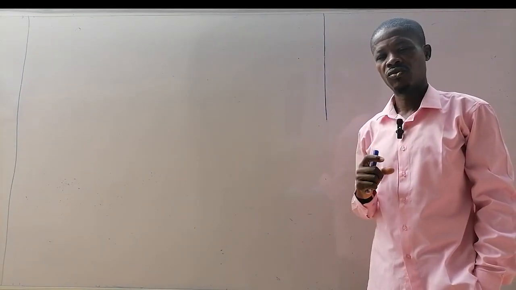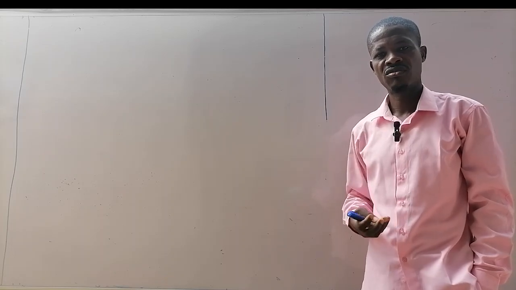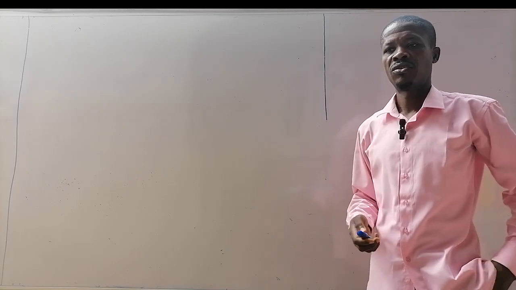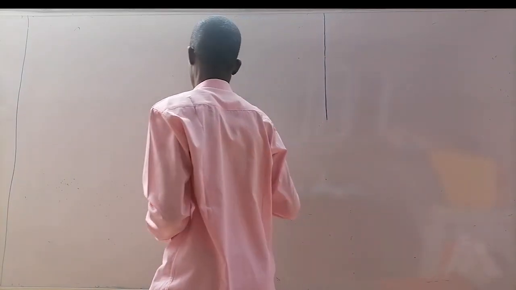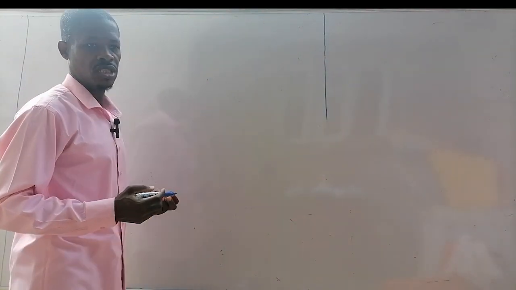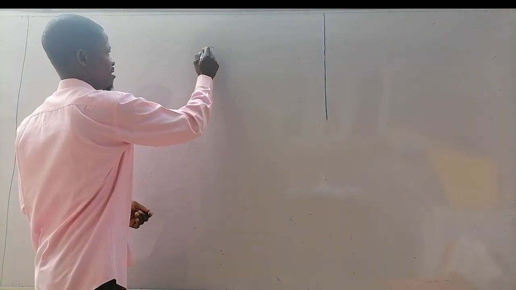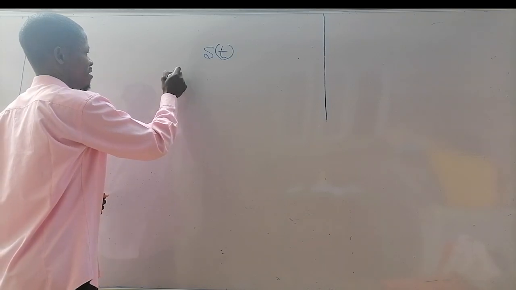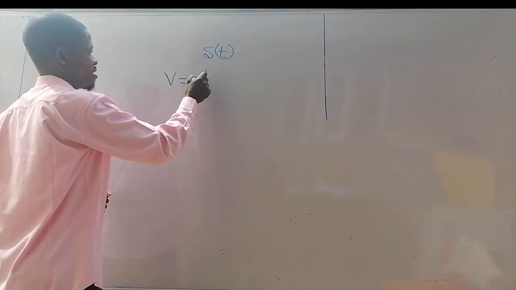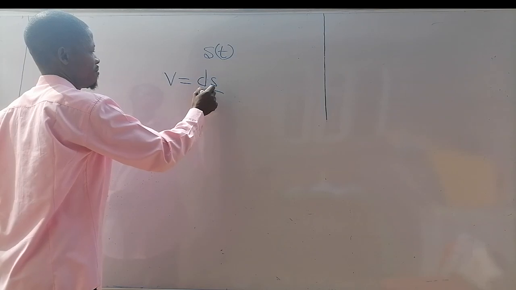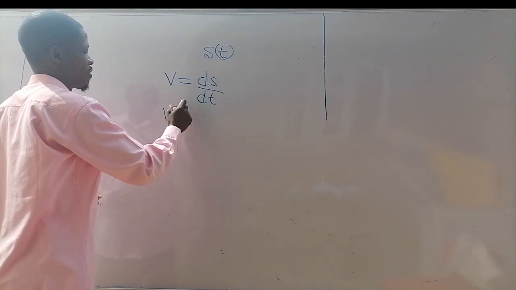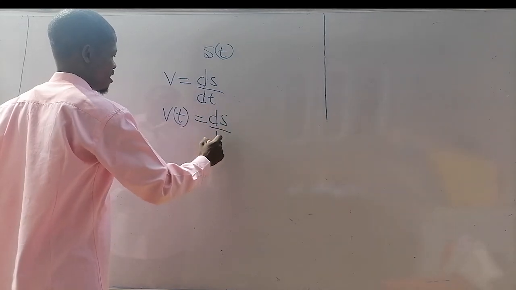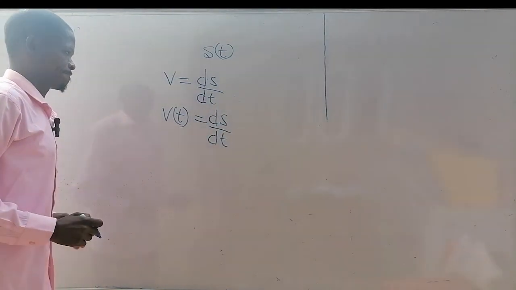In this episode, we'll be looking at how we can use calculus to determine velocity and acceleration. If you have the position of an object moving in a straight line, then we can get the velocity. Velocity will be equal to dx/dt. That's the velocity as a function of time.